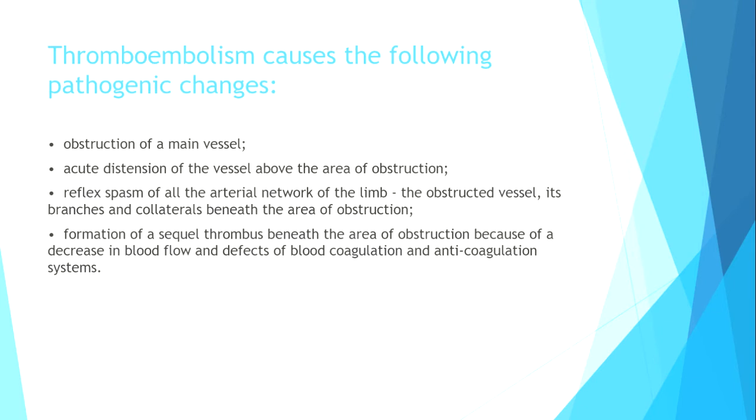Thromboembolism causes the following pathogenic changes: obstruction of a main vessel, acute distension of the vessels above the area of obstruction, reflex spasm of all the arterial network of the limb, the obstructed vessel, its branches and collaterals beneath the area of obstruction, formation of a secondary thrombus beneath the area of obstruction because of a decrease in blood flow, and defects of the blood coagulation and anticoagulation system.